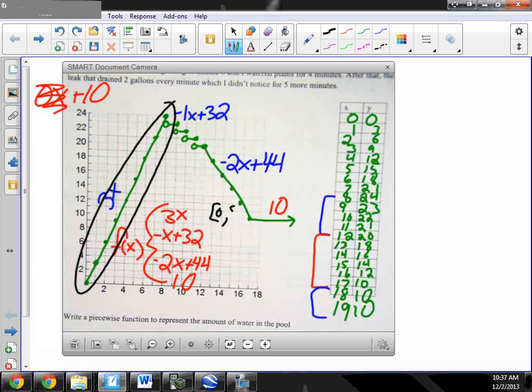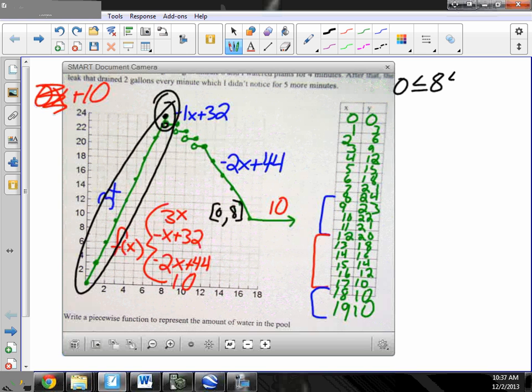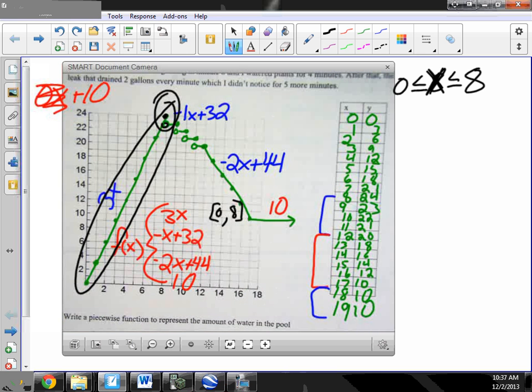Do I include 8? Well, if we look up here at the top, is 8 part of filling the pool or watering the flowers? Filling the pool, because there's a closed circle at the top and an open circle on the bottom. So bracket 0 less than 8 bracket. The other way to write that would be 0 less than or equal to x less than or equal to 8. And I don't care which way you do it. I prefer brackets, but either way is fine with me.